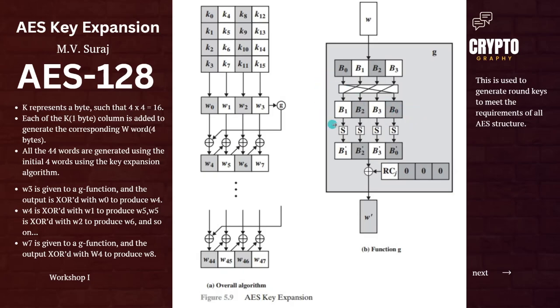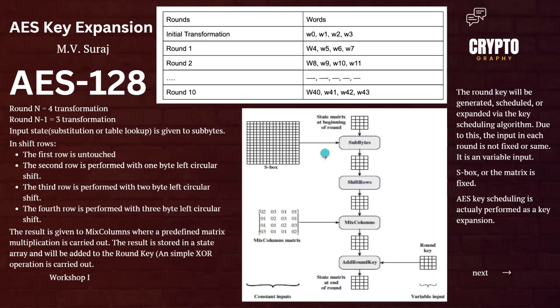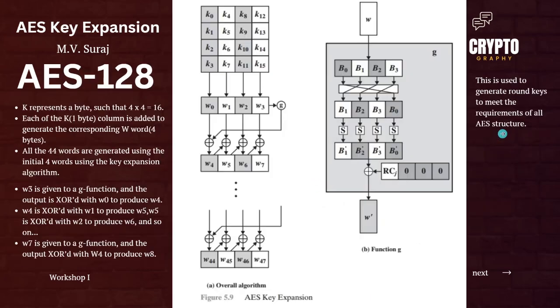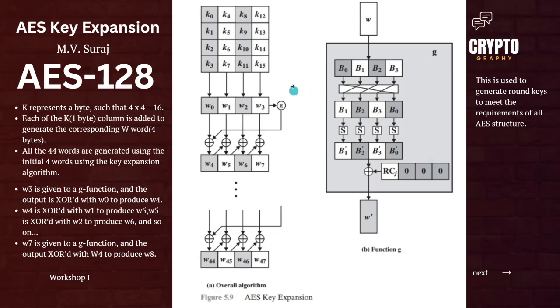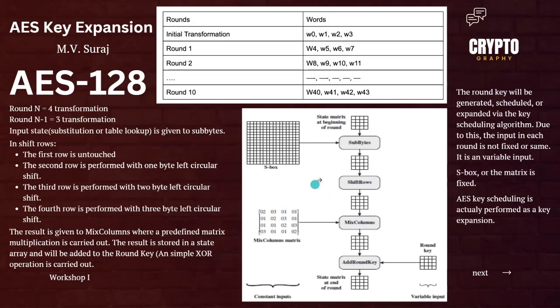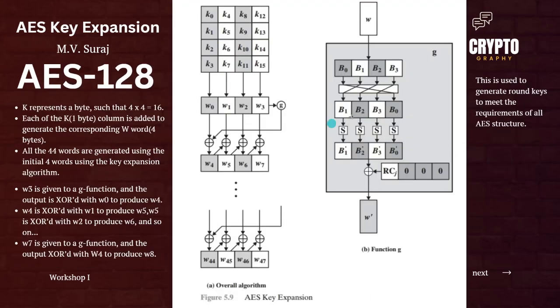So as you can see, this is the one byte left circular shift that I mentioned happens over here in the shift rows. What's happening in the shift rows is very similar to what's happening here. So now you actually have an overview of what's going on in the shift rows. When I mentioned the 1 byte, 2 byte, 3 byte left circular shift, this is exactly what I'm talking about. But in this one, we are only performing one byte left circular shift.